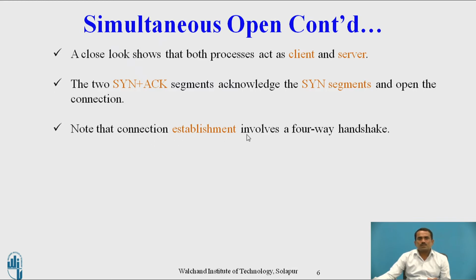Note that the connection establishment involves four-way handshaking. Generally, we use three-way handshaking. It means first the client sends the request, then it gets the reply, and after that it sends the acknowledgement to the reply. Those three steps we call three-way handshaking. But here the connection establishment phase involves four-way handshaking. It means more than one user simultaneously opens the connection, so one more step is extra. For that purpose, we call this four-way handshaking.